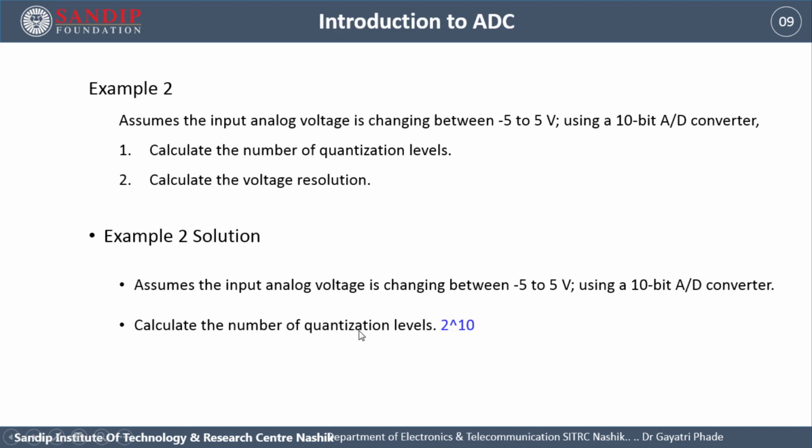To calculate the number of quantization levels, it will be 2 raised to 10, as our ADC is 10 bit. N is equal to 10 here, that's why the quantization levels will be 2 raised to n, that is 2 raised to 10. Calculating the voltage resolution: input voltage range divided by 2 raised to n. The range is -5 to +5, so it is 10 volt divided by 2 raised to 10, that is 1024, and we get 9.76 millivolt.